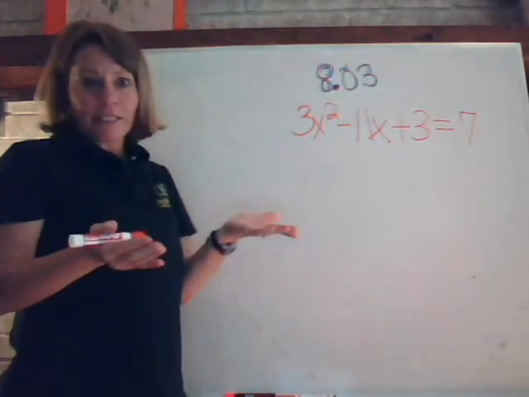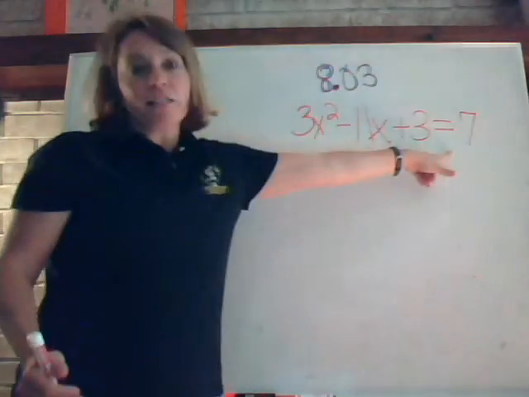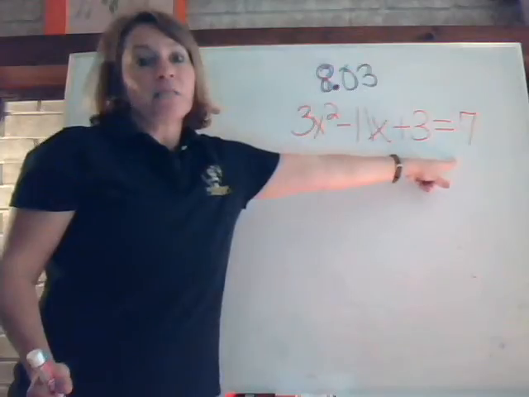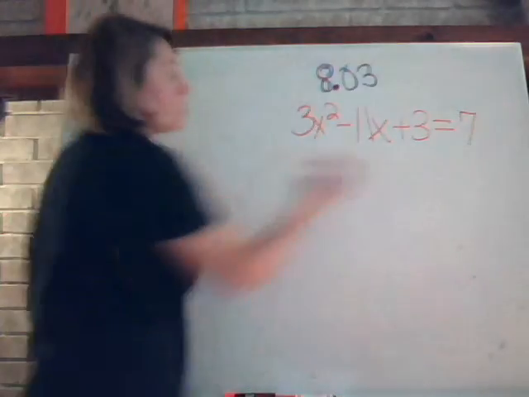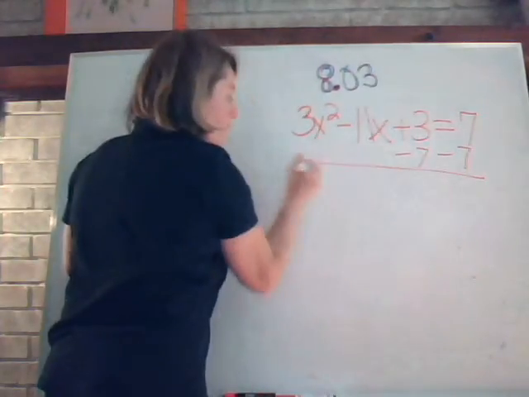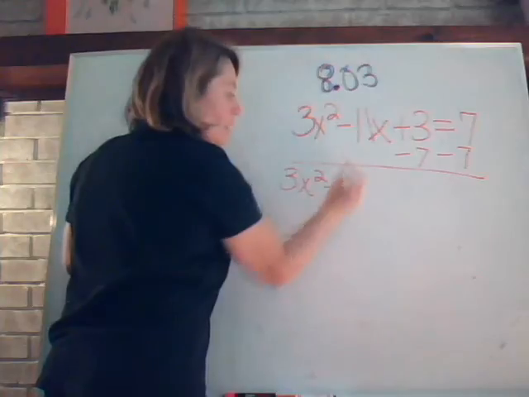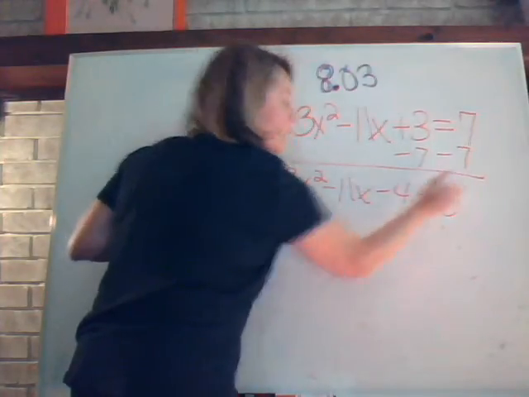What's wrong with this? It's not in descending order. Well, actually, it is in descending order, but I have a constant over here, and it has to be equal to 0 in order to solve it. So I need to move that 7 over. Let's subtract 7, and we get 3x squared, bring down the negative 11x, and a negative 4, and set it equal to 0.